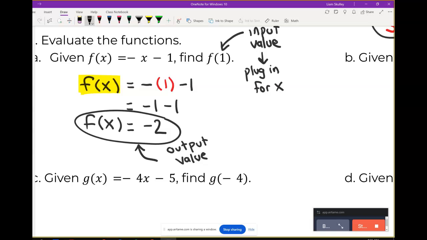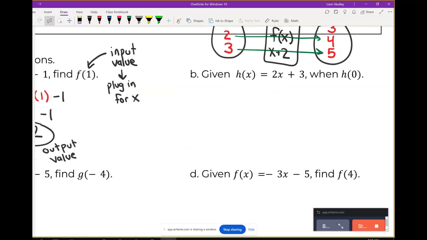This is something you've actually been doing a long time in math. Plugging a number in, getting a different number out. Now we just have this notation, which is helping us with ordering where things are going.